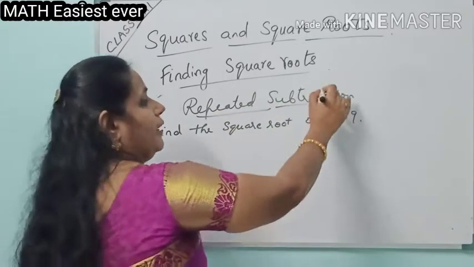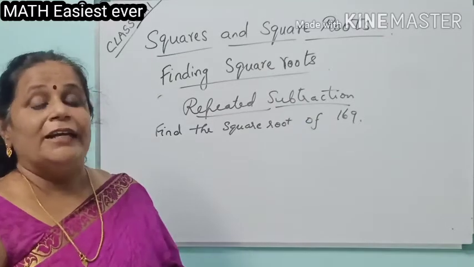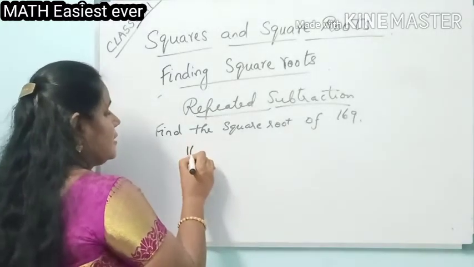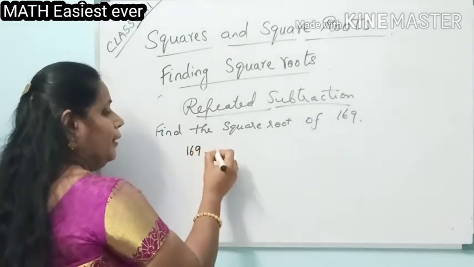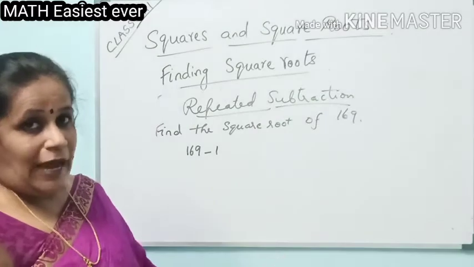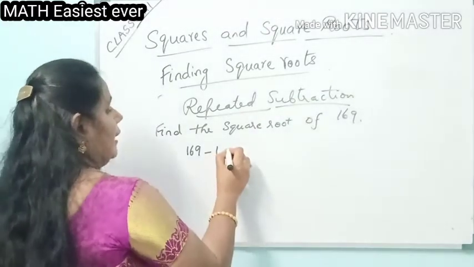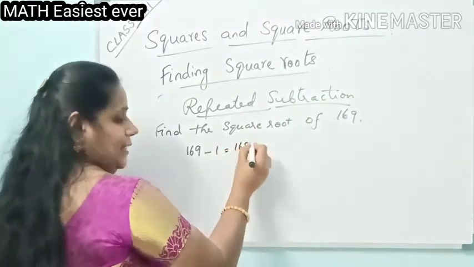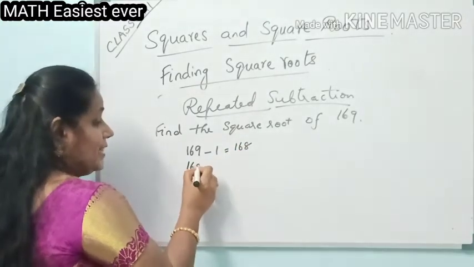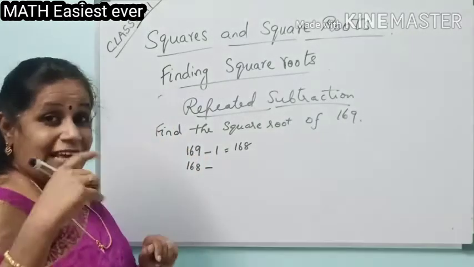Let's see how to find the square root of 169 with the repeated subtraction method. What is the first odd number? 1. 1 is the first odd number. So I am going to subtract 1 from 169. What will I get? 168, isn't it? Now I'll take this 168 and subtract the next odd number from it.